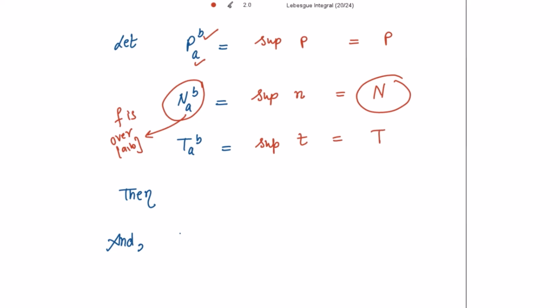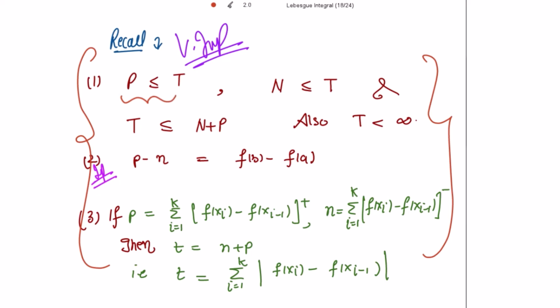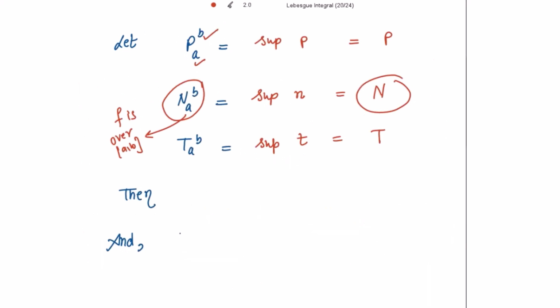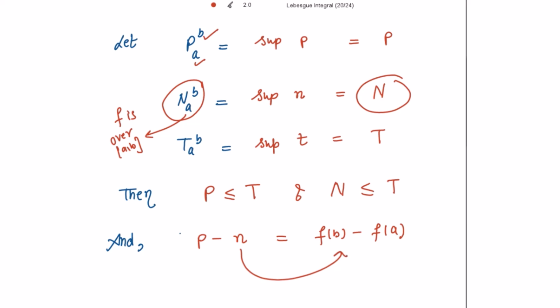Then from the first result that we have recalled, capital P is less than or equal to capital T, and obviously capital N is also less than or equal to capital T. So writing this, P is less than or equal to T and N is less than or equal to T, and also the difference of small p and n is equal to f(b) minus f(a). Taking this n to the other side, we get p equal to f(b) minus f(a) plus n. And we know that if I take the supremum of small n, I will get capital N. So can I write that small n is less than or equal to capital N?